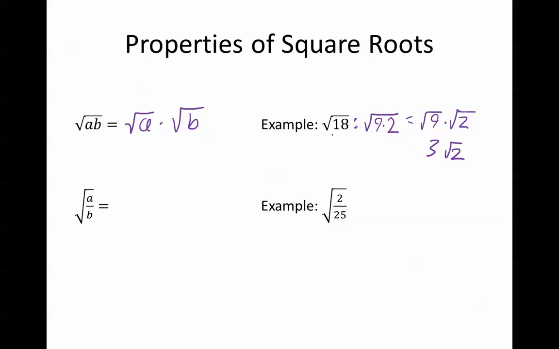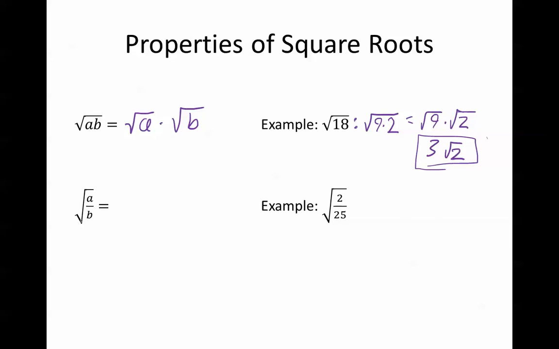So we've taken the square root of 18, which is not an even square root, because 18 is not a square number. 4 times 4 is 16. 5 times 5 is 25. And this property allows us to pull out a square factor to simplify. So this first property is all about breaking the roots into parts.